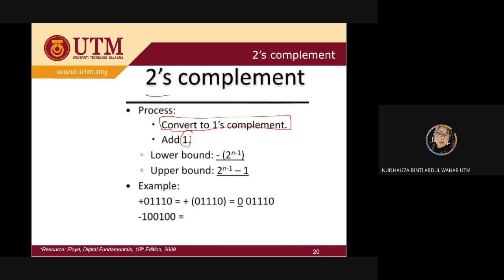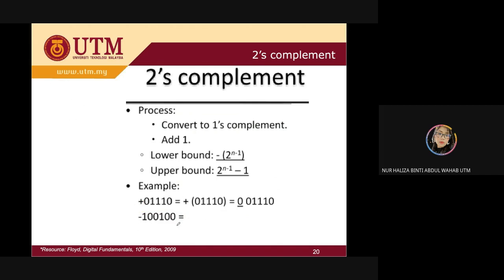So let's see. Again, for your positive number, you just use the similar thing. Nothing happens. You just apply sign and magnitude. So no need to worry about positive because you just apply the sign magnitude things. But when you have a negative number over here, what you need to do, first you need to convert to first complement. After that, you need to convert to second complement. Let's see how it's going to be.